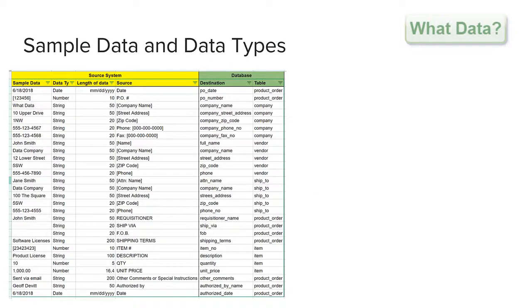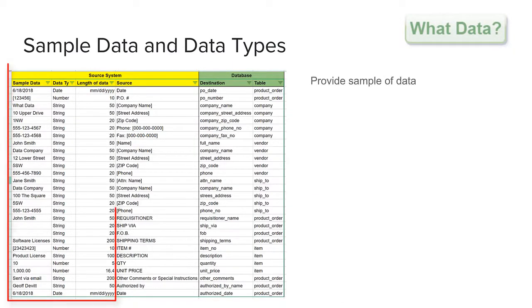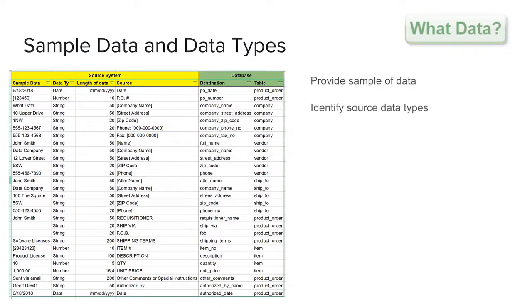In addition, we want to capture a sample of data and the corresponding data type and length of the fields. If you do not have access to the data dictionary, then at best record a general data type, and at a later stage you can choose a more appropriate data type for the field.